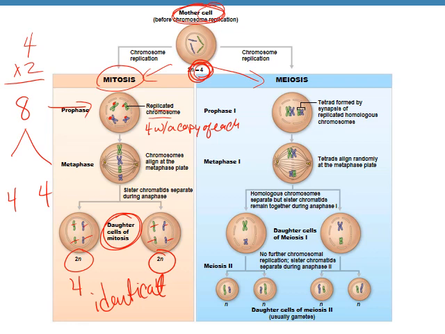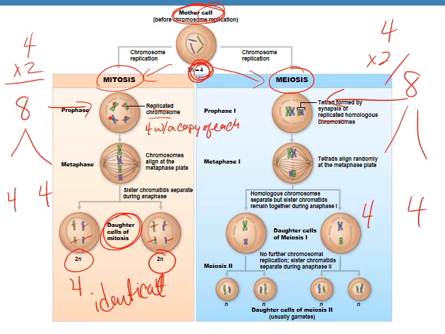And then they call the result daughter cells. Okay, so over here on the meiosis side, what is meiosis going to do? We still have 4. It's still going to replicate, copy, and make 8. So this cell should have 8. What's going to happen to those 8? They're going to split into 4 and 4, and then they're going to split into 2, 2, 2, and 2.